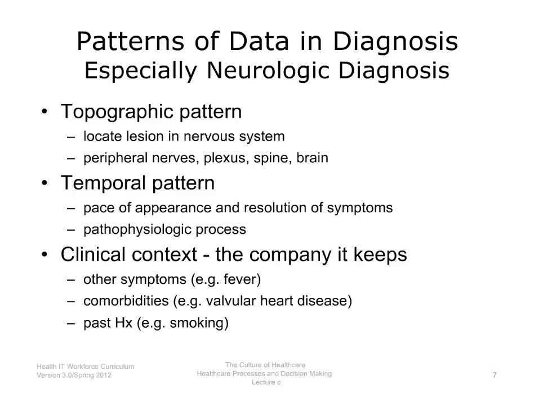Finally, the clinical context helps clinicians understand what non-neurologic process might be causing the condition. For example, a patient who has a fever is more likely to have an infection, whereas a patient with a comorbid illness, such as valvular heart disease, is more likely to have a heart condition as the cause, and a patient who smokes cigarettes is more likely to have cancer as the cause.